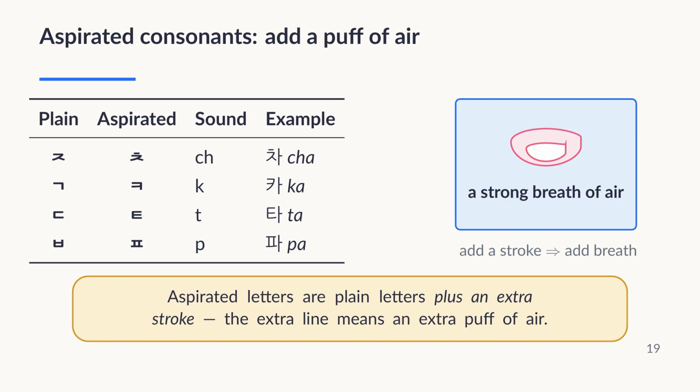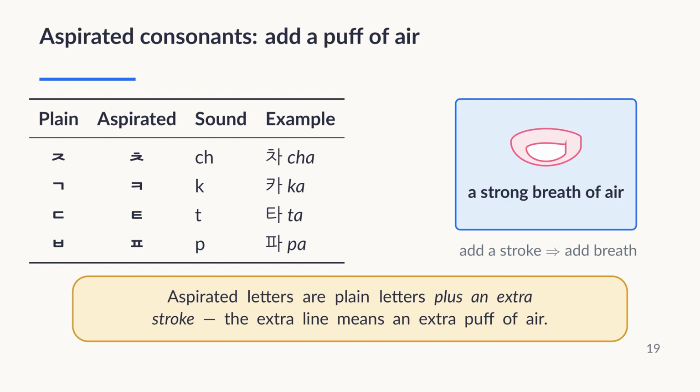The plain J becomes CH by adding a stroke. The example is cha, said with a puff. The plain G becomes a breathy K. The example is ka. The plain D becomes a breathy T. The example is ta. And the plain B becomes a breathy P. The example is pa. Say them forcefully, feeling the air. Cha, ka, ta, pa. Compare ka with the plain ga.